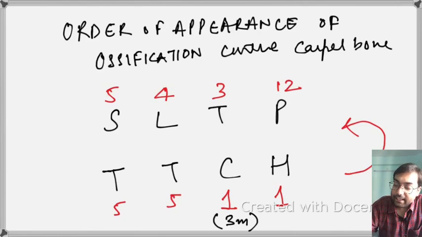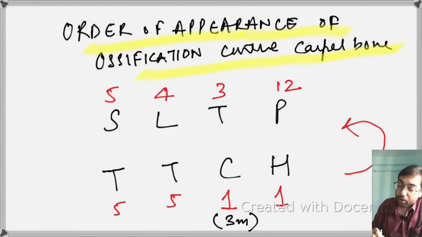So this is a mnemonic to remember the order of appearance of ossification centers. It is very easy. These are the carpal bones. Scaphoid, lunate, triquetral, pisiform, trapezoid, trapezium, capitate, hamate. Okay, so it is very easy to remember.